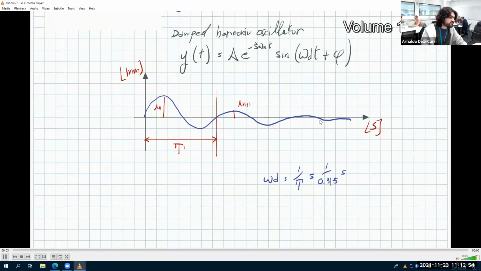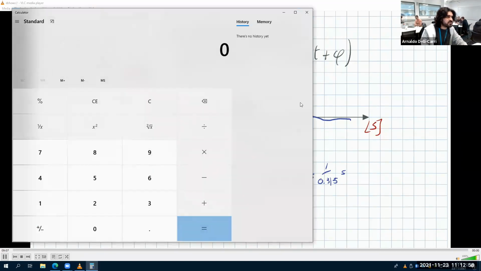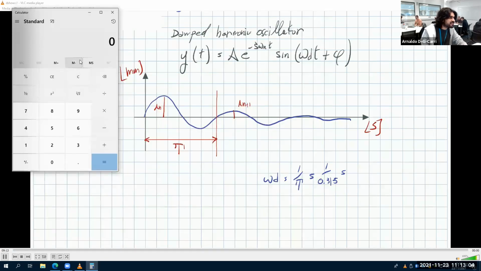How much is this? Let me fire up the calculator. Using the calculator, 1 over 0.315 is 3.174. So 3.174 radians per second.